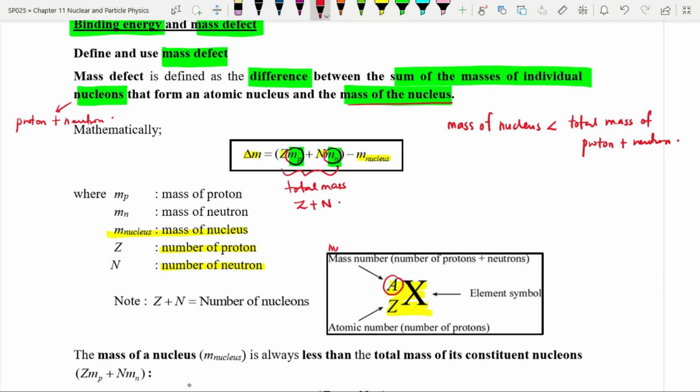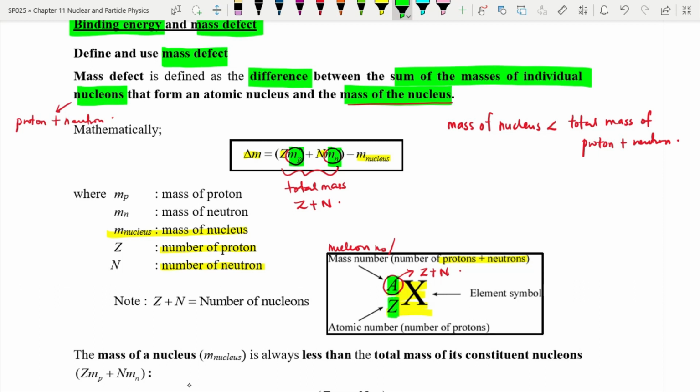So, saya tulis kat sini dia adalah nucleon number ataupun mass number. Bila saya kata nucleon number, mesti dia consist of proton plus neutron. So, itu di bahagian atas. Okay, A. So, A is actually Z plus N. And then, dekat bawah ni, kat bawah ni adalah Z.